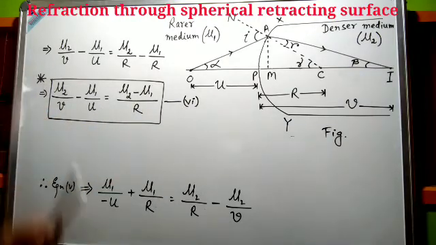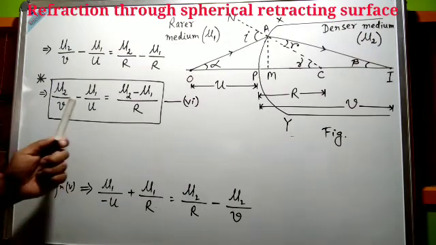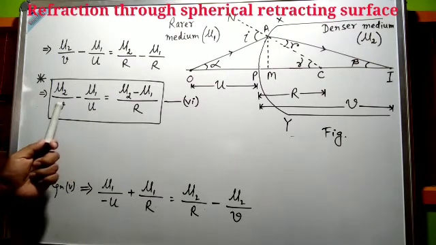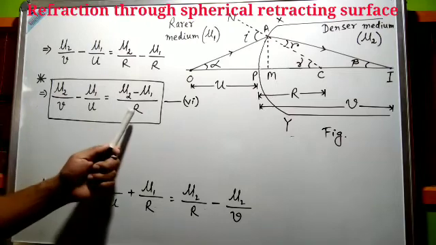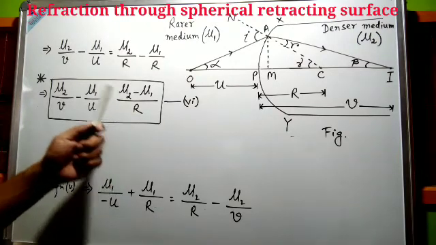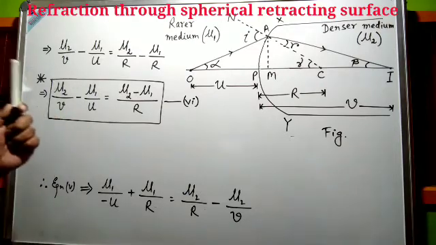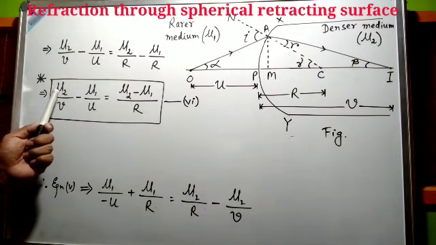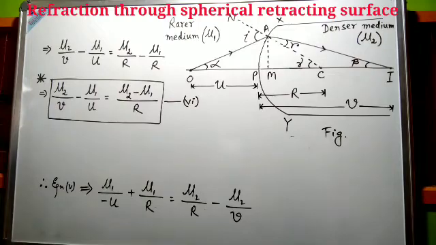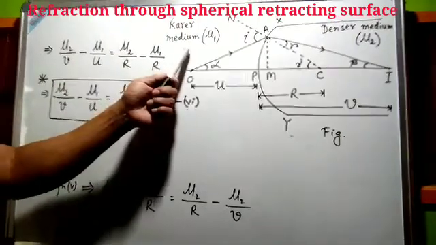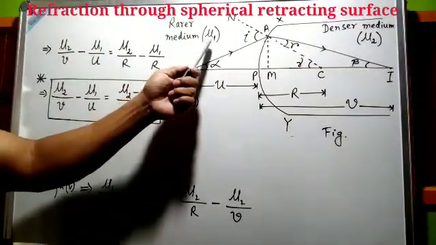So equation 6 represents the relation between object distance u, image distance v, radius of curvature capital R, absolute refractive index of the rarer medium mu1, and absolute refractive index of the denser medium mu2, when the object lies in the rarer medium having absolute refractive index mu1.